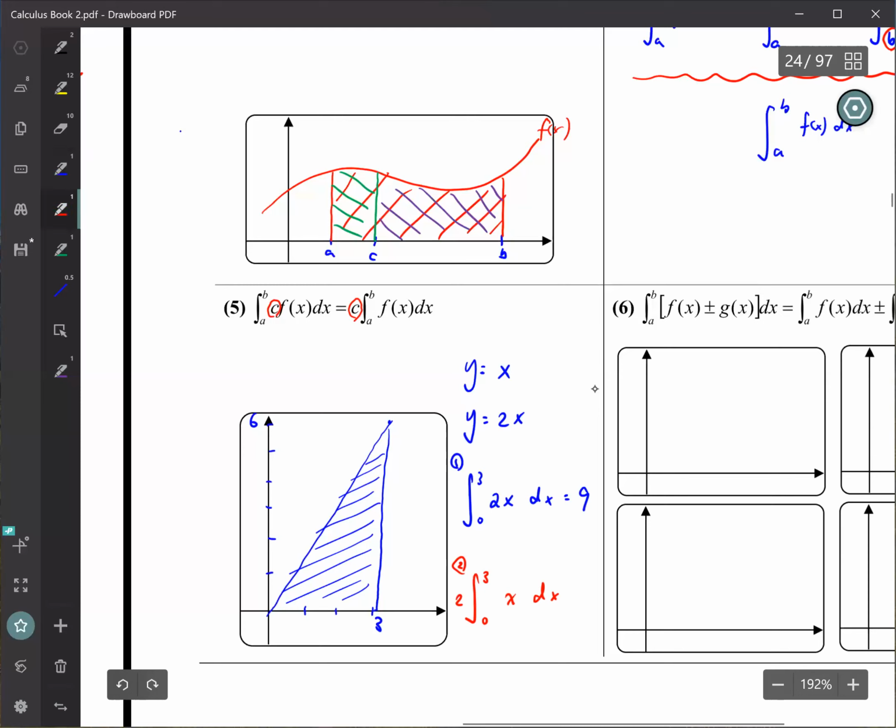Now let's draw the red one. The red one is saying I want to find the area under y equal x first. So it'll be here, 1, 2, 3. It'll be this one.